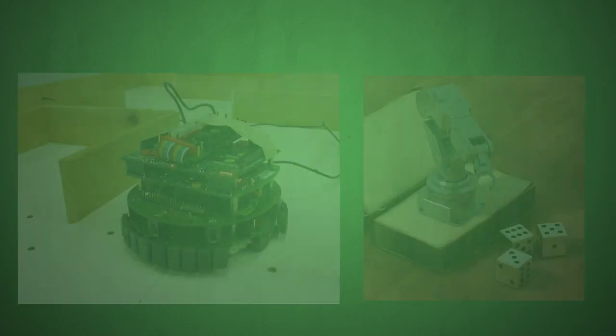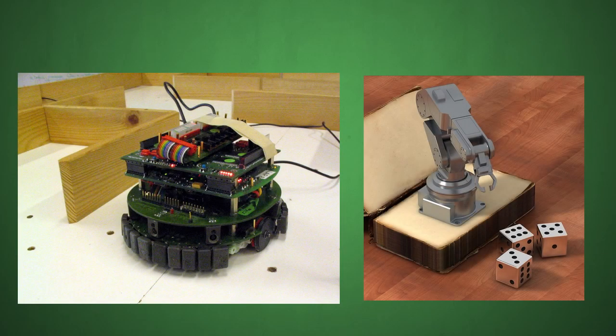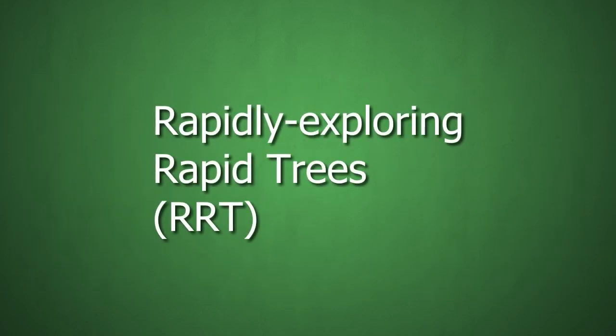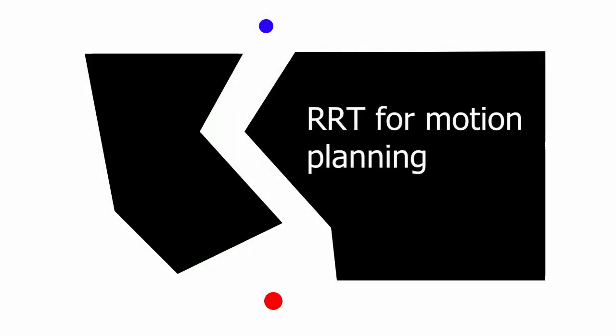This strategy is commonly used in robotics for motion planning and controlling robotic arms. The technique is called randomly exploring rapid trees, or RRT for short. Imagine we want to move a robot from point A to point B, and we have a map of the area. Starting at A, the blue dot, we create some random branches.